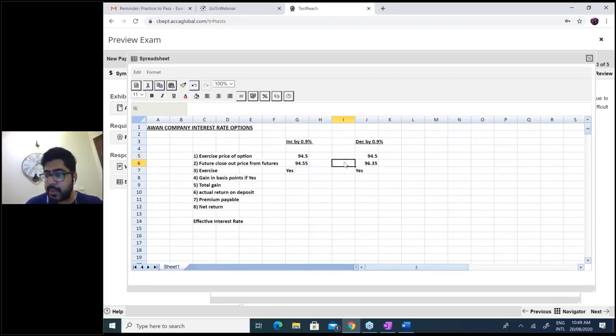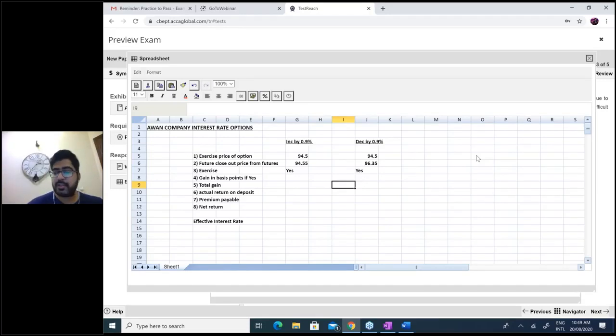In deposit, the strategy was buy now, sell later. So buy for 94.5 and sell later for 94.55, more, so exercise yes. You only have to write yes or no. And in case of decrease, buy now at 94.5 and sell for 96.35. Again, buy for less and sell for more, gain yes.